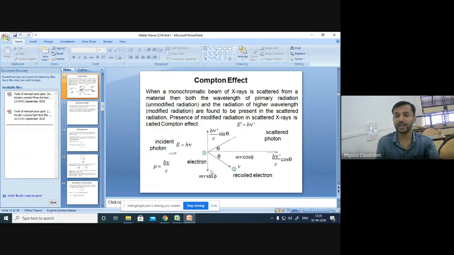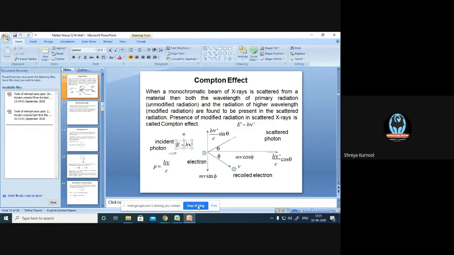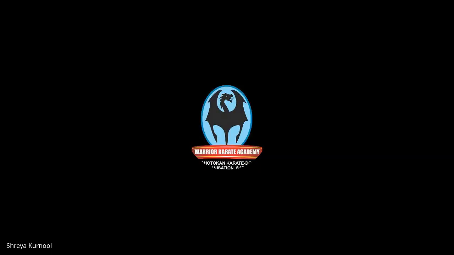It is proved that radiation has particle nature, and there is incidence of a photon having energy E equal to hν. So it is all about the photoelectric effect, Compton effect and black body radiation.